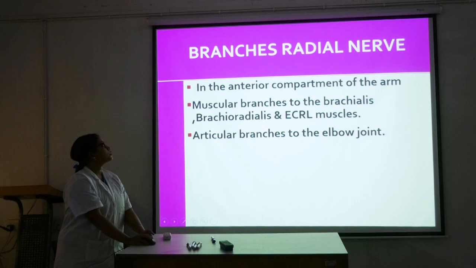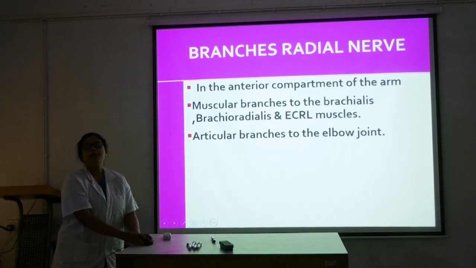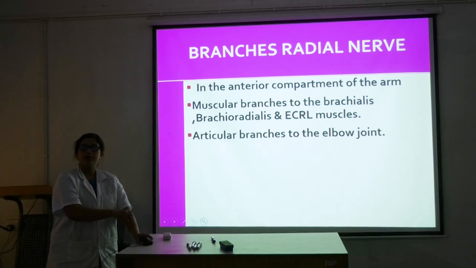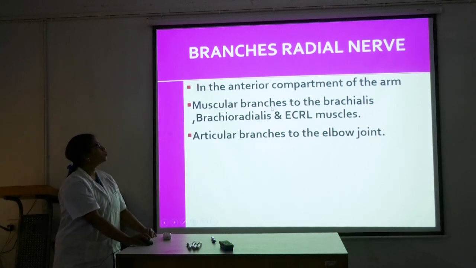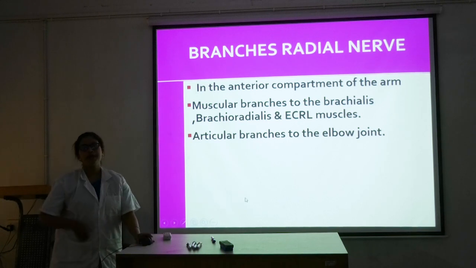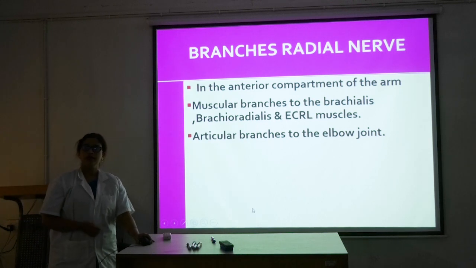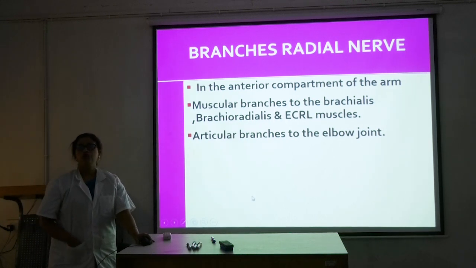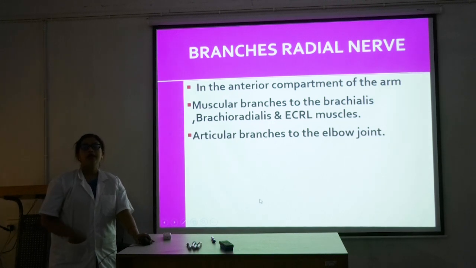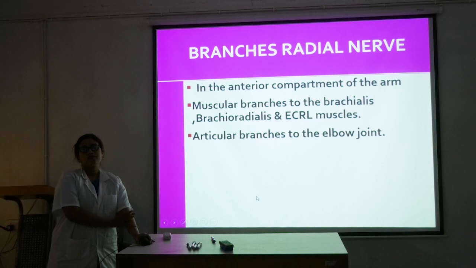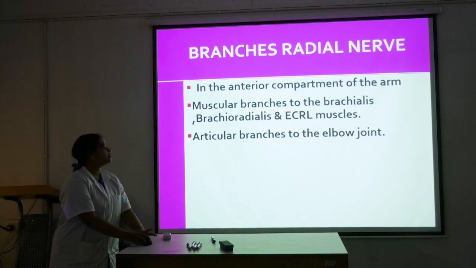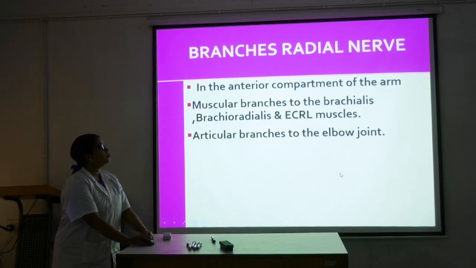Okay. The next one is on the anterior compartment of arm. Okay. So number 1 is muscular branches to brachialis, brachioradialis, and ECRL, extensor carpi radialis longus. So 3 muscles are supplied. Then the articular branch to the elbow joint. I told you in elbow how many branches are there? Articular branches 5. Okay, but in knee joint there are 9 branches. Okay, so remember this. So one of the branches is also coming from the radial nerve. Okay.